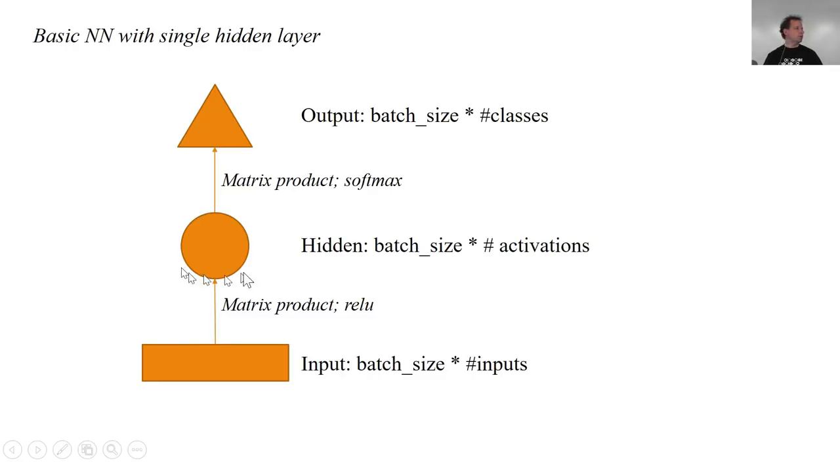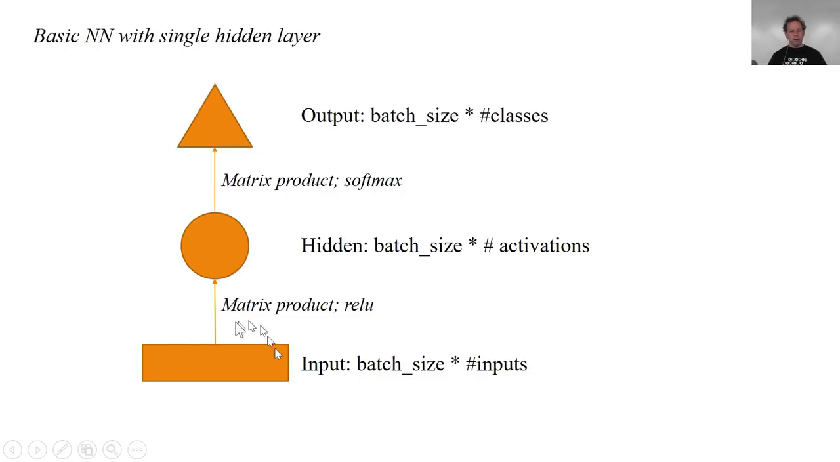A circle, in fact, every shape is a bunch of activations, right? The rectangle is the input activations. A circle is the hidden activations. And a triangle is the output activations. An arrow is a layer operation, or possibly more than one.